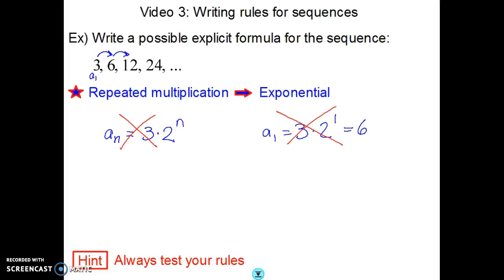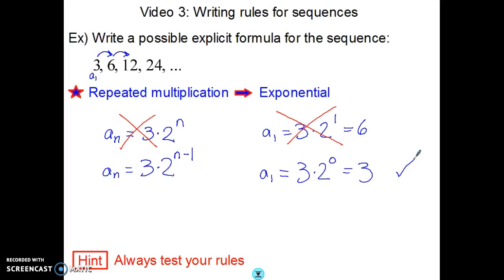Now, a common way to fix these, especially when you have exponential rules, is to just see, well, it looks like I multiplied by 2 too many times. So maybe my rule was actually not 3 times 2 to the n, maybe it's 3 times 2 to the n minus 1, because then, when I'm finding a sub 1, instead of it being 2 to the first, it will be 2 to the 1 minus 1, which is 0. 2 to the 0 is just 1, 3 times 1 is 3. So that one does work.